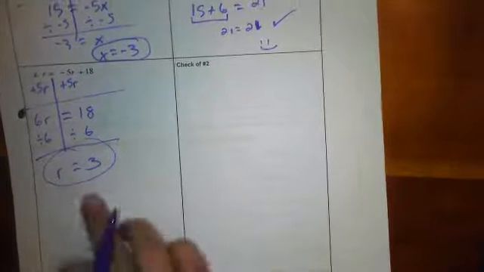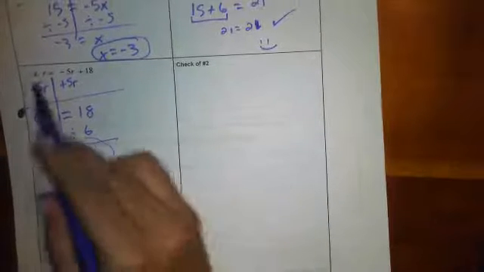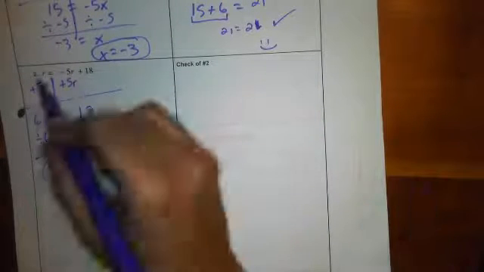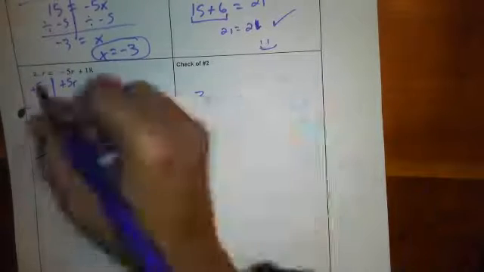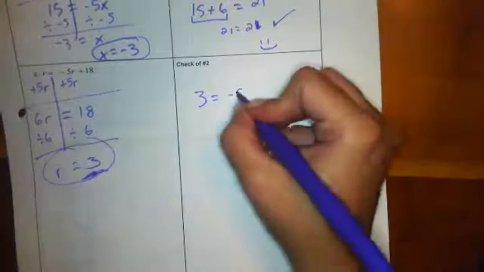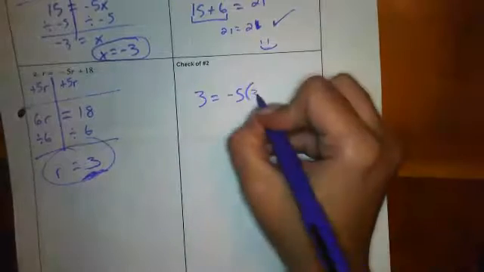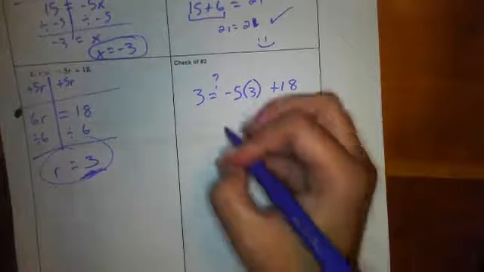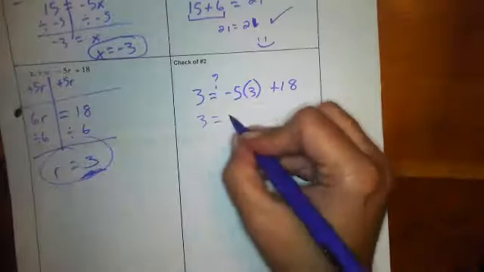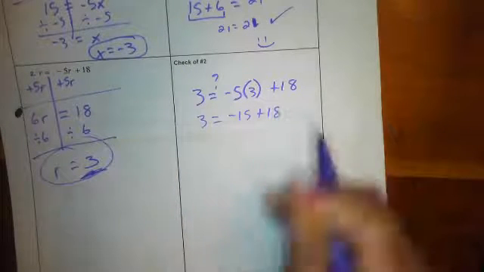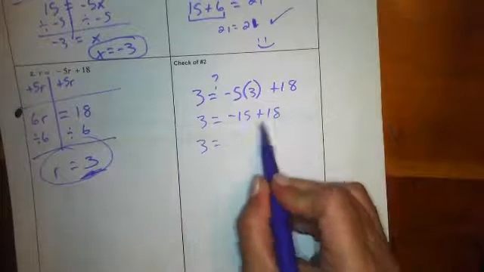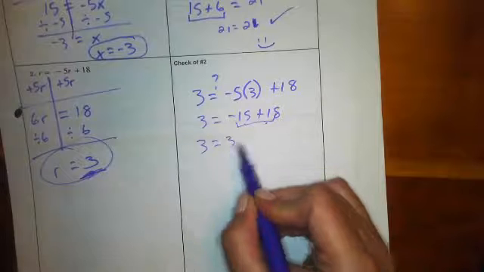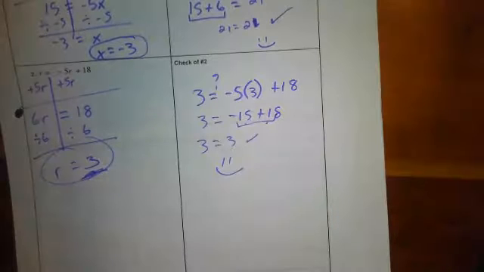Easy enough. I'll do my check. Again, I take this and fill it in every place there's an r. I start with an r, so I'm going to do 3 equals negative 5 times 3 plus 18. I'll look and see if those two sides equal each other. We got a negative 15 here, plus 18. Negative 15 plus 18 is 3. So it checks.